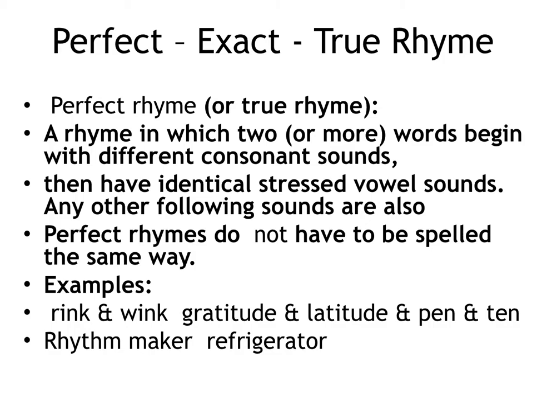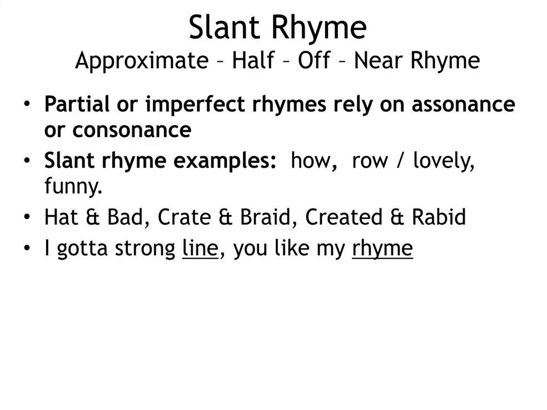The other kind of rhyme is approximate rhyme, or what's called slant rhyme. There are a number of names: half rhyme, off rhyme, near rhyme. These are partial or imperfect rhymes, and they primarily rely on assonance or consonance. Some example slant rhymes are how and row, lovely and funny, hat and bad, crate and braid, created and rabid. I got a strong line, you like my rhyme. Right? Notice these words don't rhyme exactly. Line and rhyme don't rhyme exactly, but they have the same vowel sound.